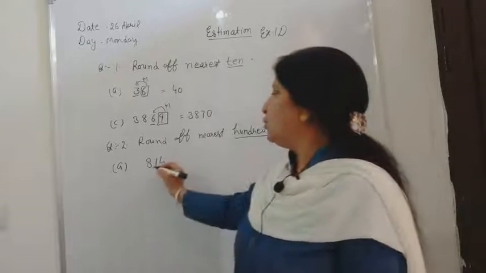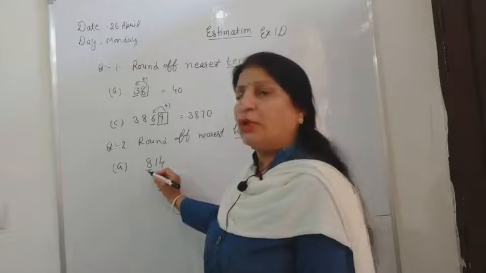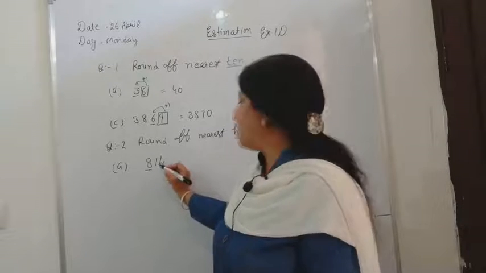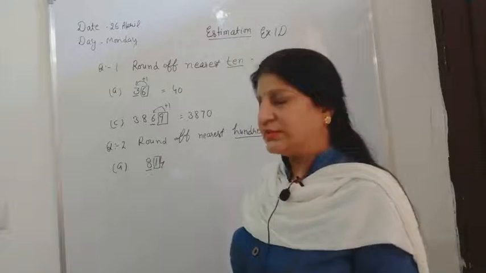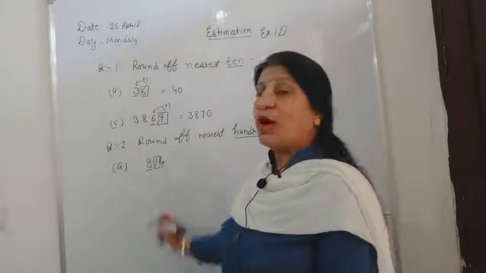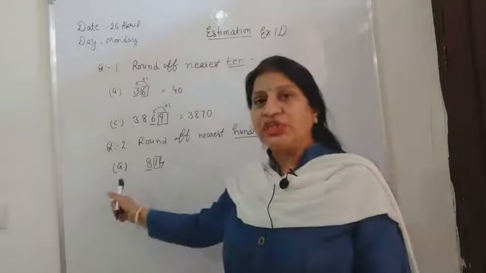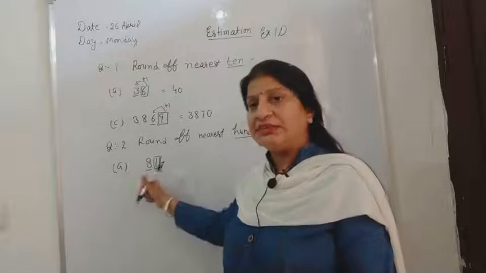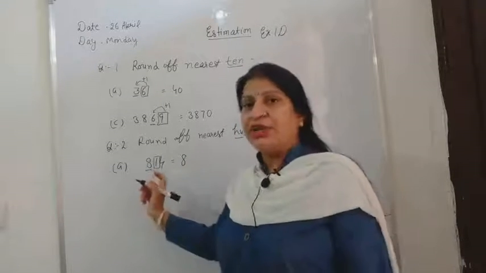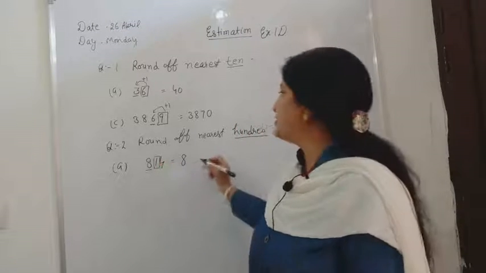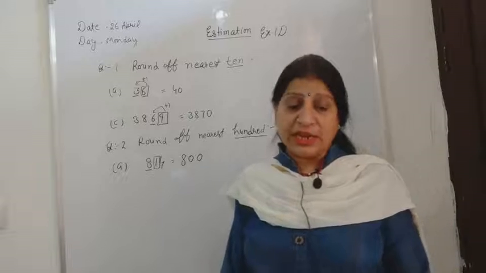And here you see that at 100 place your number is 8. So we put underline under this number and we make a box at the place of tens. So we see 1 is smaller than 5. That's why there is no change in 100 place digit and it becomes same as it is, and we write ones and tens place digit by 0. So our answer is 800.